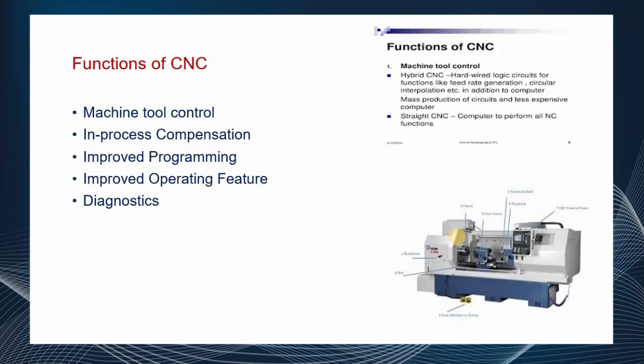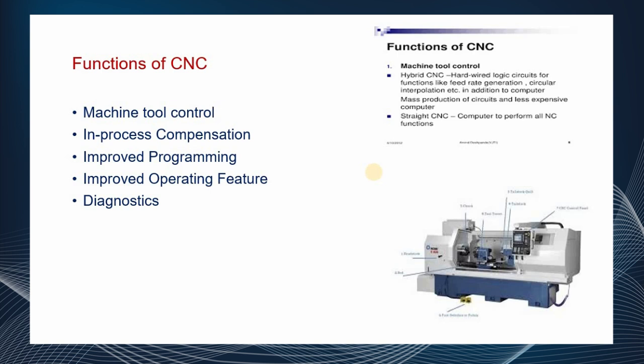The various functions of CNC machines are machine tool control, in-process compensation, improved programming, improved operating features, and diagnostics. Machine tool control has two types: hybrid CNC and straight CNC. Hybrid CNC uses hardwired logic circuits for functions like feed rate generation, circular interpolation, etc. By using hybrid CNC, mass production of circuits is possible and it is less expensive.